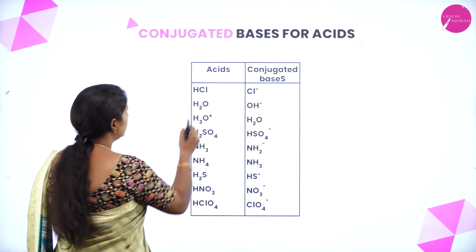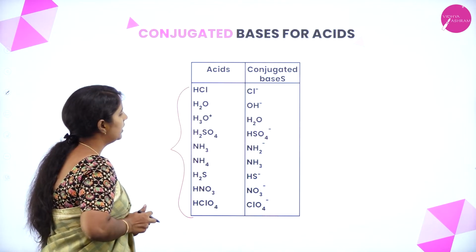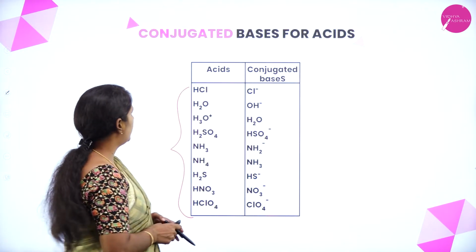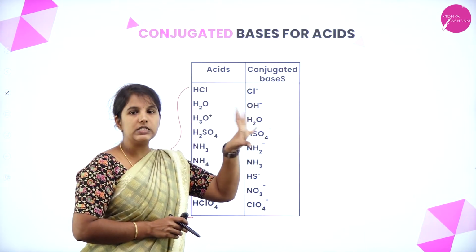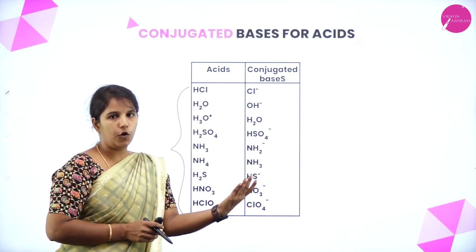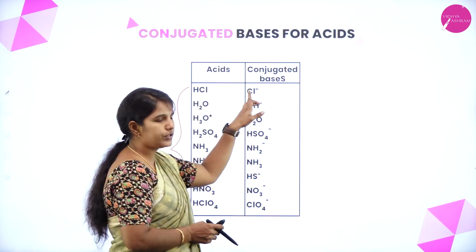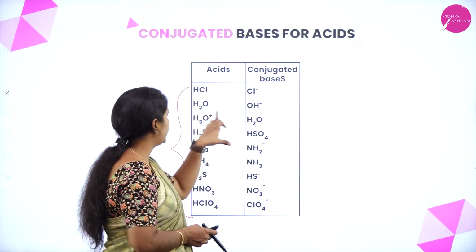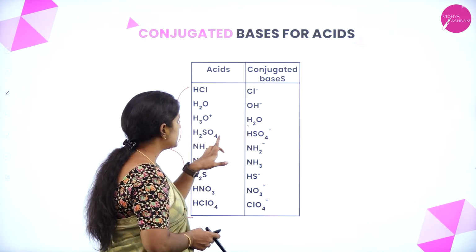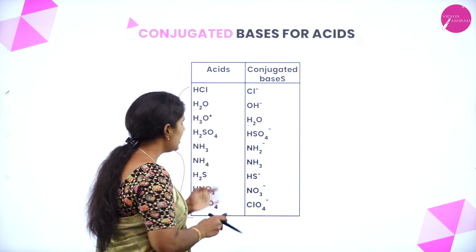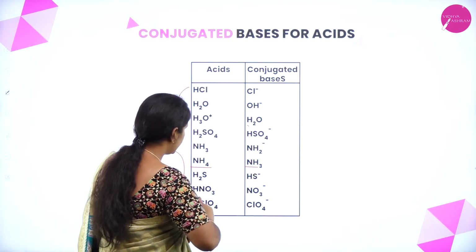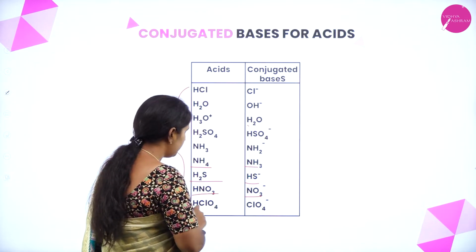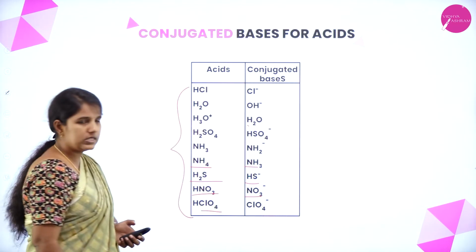We have the list of conjugate bases for an acid. You can see that these are the list of acids for which we are going to write the conjugate base. Conjugate base in the sense the acid has to lose one of its protons. Correct? So HCl is going to lose its one proton, so that is Cl minus. Similarly H2O gives OH minus, H3O plus gives H2O, H2SO4 gives HSO4 minus, NH3 gives NH2 minus, NH4 plus gives NH3, H2S gives HS minus, HNO3 gives NO3 minus, HClO4 gives ClO4 minus.